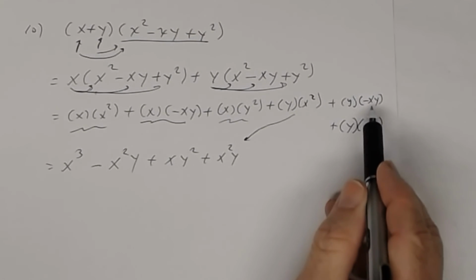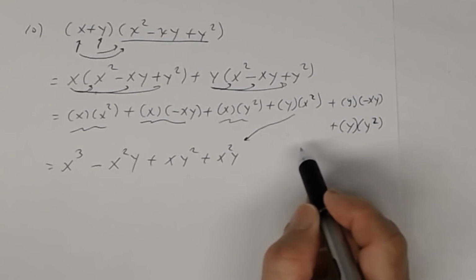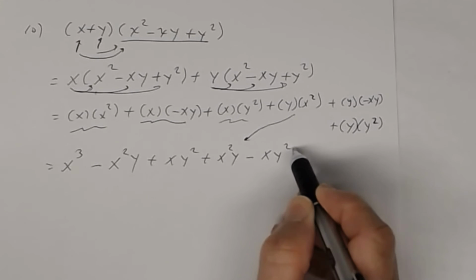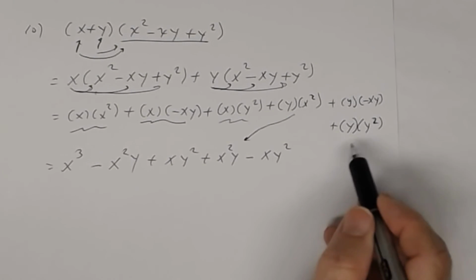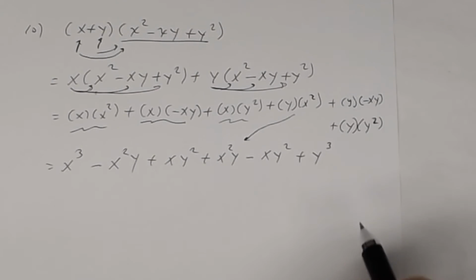Okay, y times a negative xy. So y times y is y squared. So y times a negative xy is a negative xy squared. And then y times y squared is a positive y cubed. Okay, so let's combine like terms.